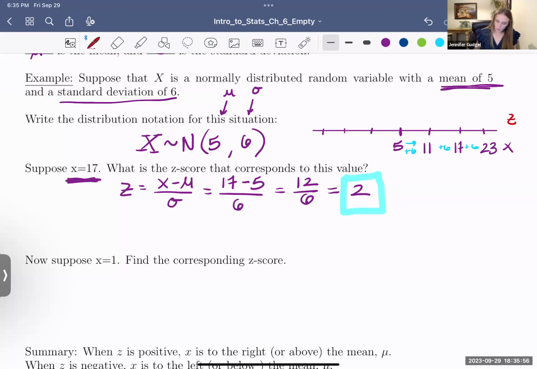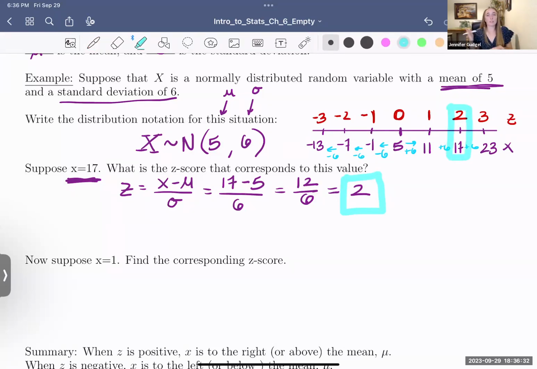If I was looking at z-scores, the mean is always a z-score of 0. This is 1 standard deviation above. This is 2 standard deviations above. This is 3 standard deviations above. Just to show it again, I would be subtracting standard deviations to find the values on the other side. So that's 5 minus 6 is -1. -1 minus 6 is -7. -7 minus 6 is -13. The z-score of -1, the z-score of -2, a z-score of -3. So we can see that data value of 17 lined up with a z-score of +2. That worked out for us right there.